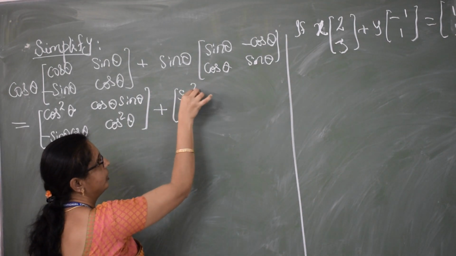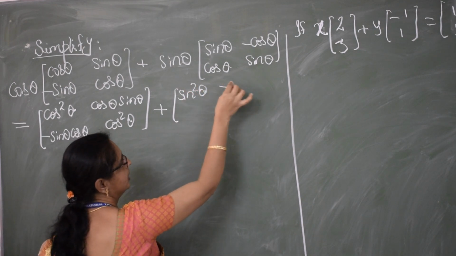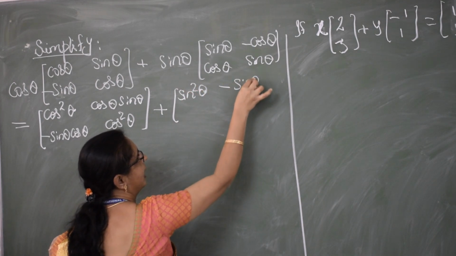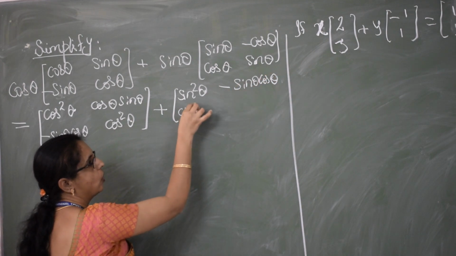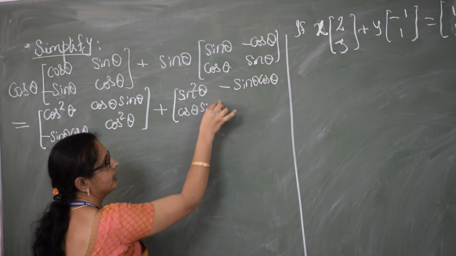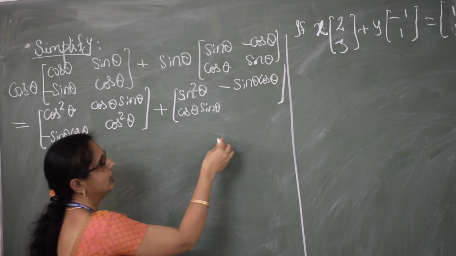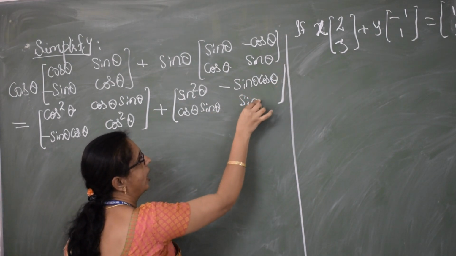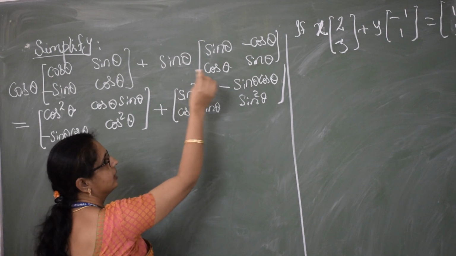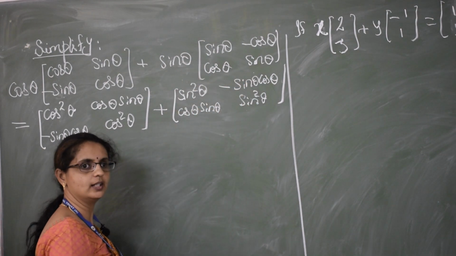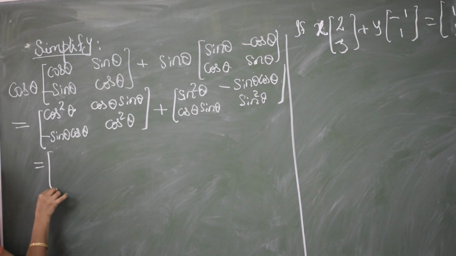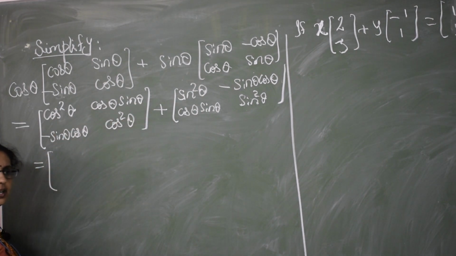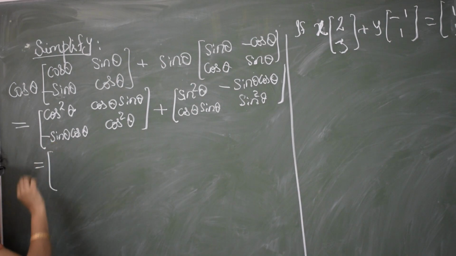We get the first entry as sin square theta, minus sin theta into cos theta. This is cos theta into sin theta, and the last entry is sin square theta, right? Sin theta into sin theta gives us sin square theta. Now the addition operation, let us utilize it. Add the corresponding elements of both the matrices.